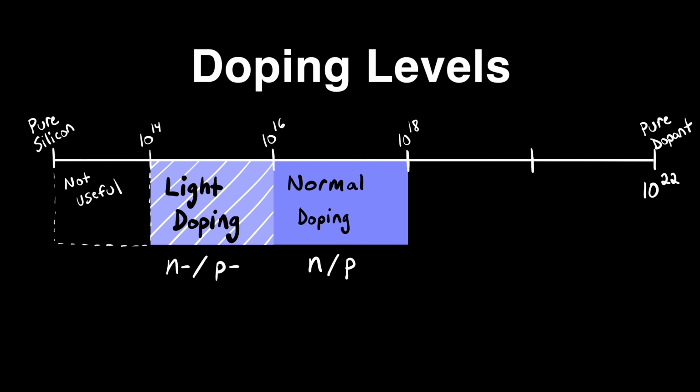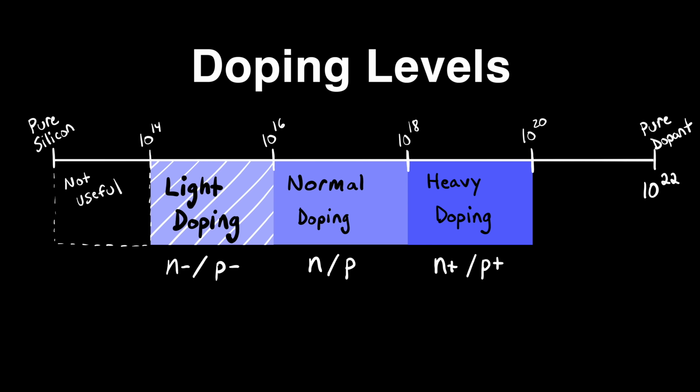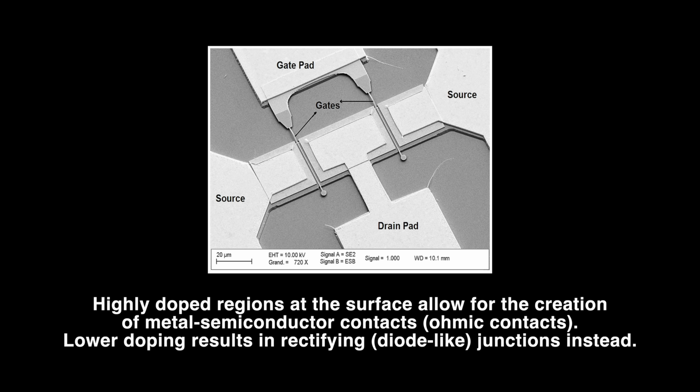For dopant levels between 10 to the 18 and 10 to the 20, we generally refer to this as heavily doped, N+ or P+. This dopant level creates a very conductive pathway that is often used for devices which need to switch a lot of power or switch very quickly. It's also super useful because it allows us to make electrical contacts between the chip and the outside circuitry.